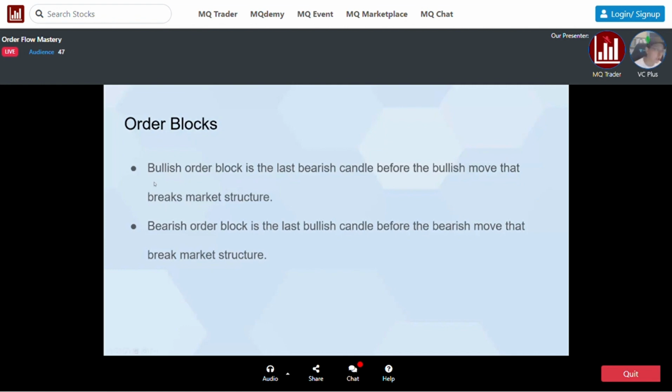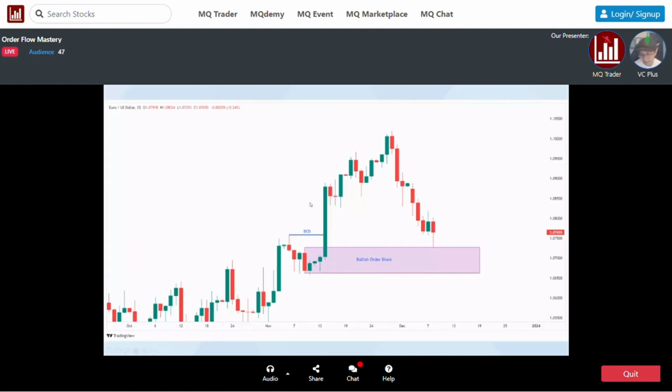For a bullish order block, which is a demand area, we are looking at the last bearish candle before a bullish move that breaks market structure. Basically, it's the last bearish candle before the bullish move gets started. That's where the order is, that's where the demand area is. The opposite is true: a bearish order block is where the last bullish candle is before the market breaks market structure. Let me show you the chart to illustrate that.